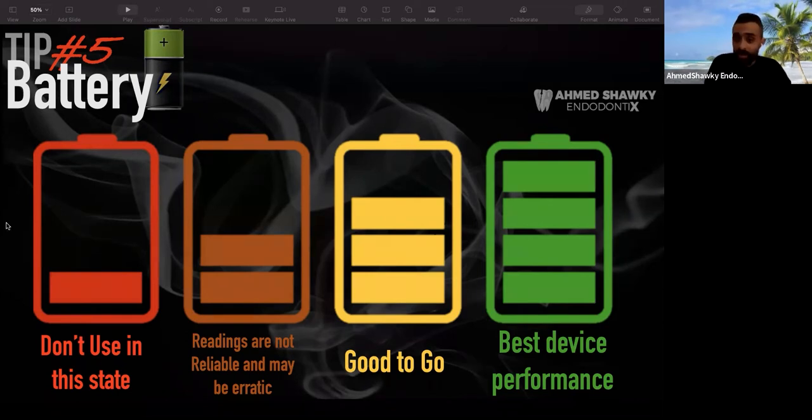It's about electricity here, no sufficient electricity. When you have two marks, readings are not reliable and may be erratic. So take care, you have to reconfirm. If you don't have your charger, you have to reconfirm maybe with a radiograph. Good to go, and the best device performance. So ensure that your apex locator is always in this state.